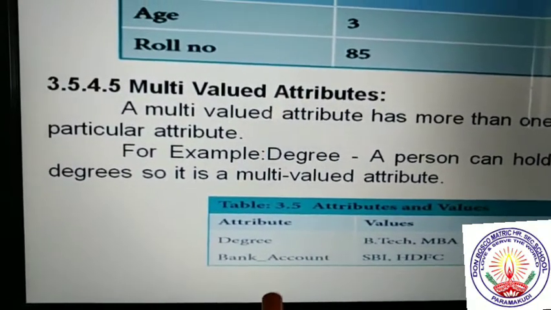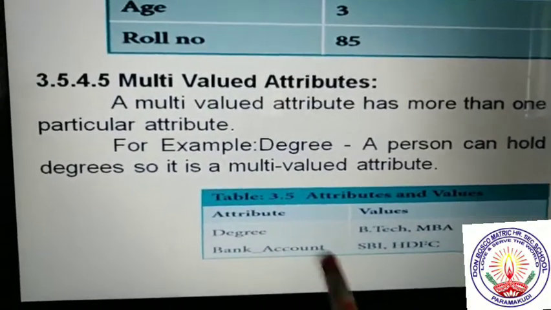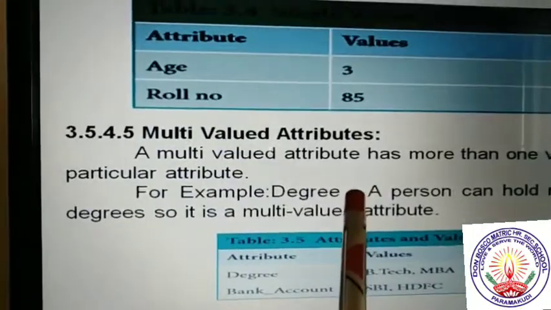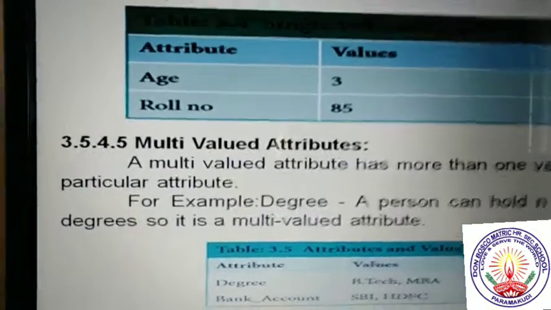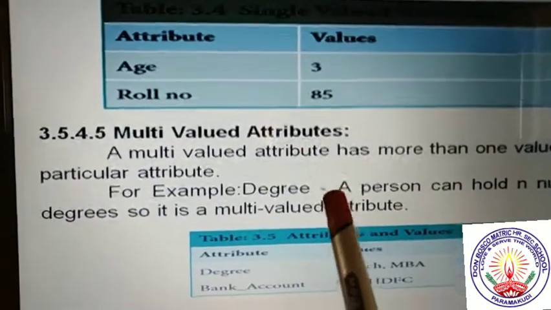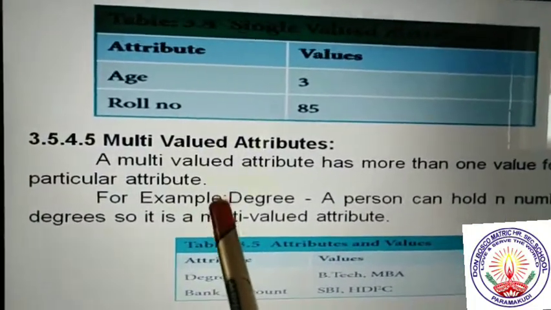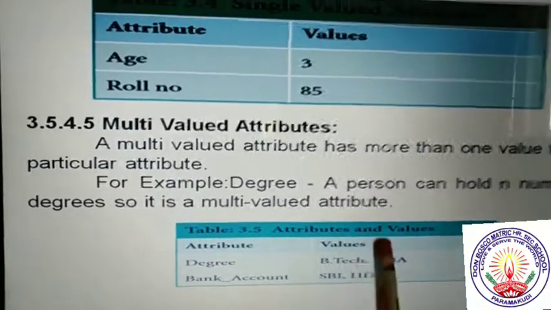அப்போ ஒரு பர்சனுக்கு more than 2 values நம்ம get பண்ணணும் அப்படின்னா அந்த டைமிங்கில் நம்ம use பண்ணக்கூடிய concept என்னது? Multi valued attributes. So can you understand students? So multi valued attributes means one multi valued attribute has more than one value for that particular attribute. So for example, degree or bank account for any other person.